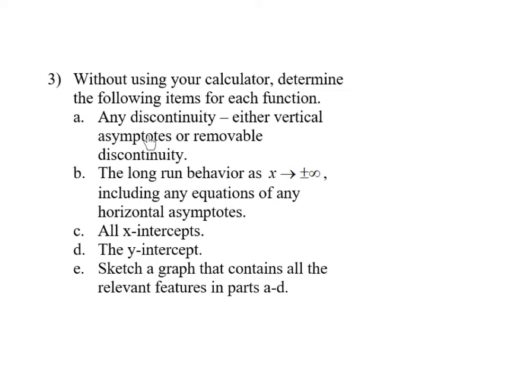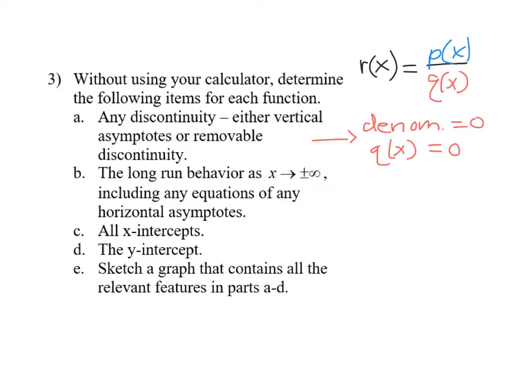The first, as it says, is any discontinuity, and by a discontinuity we're talking about either a vertical asymptote or a removable discontinuity. And we know that both of those are going to happen when the denominator equals 0, right? So we're looking for when q of x is equal to 0. Now, of course, with the removable discontinuity, we would also be looking for p of x equals 0 as well, where we would have identical factors on the top and bottom.